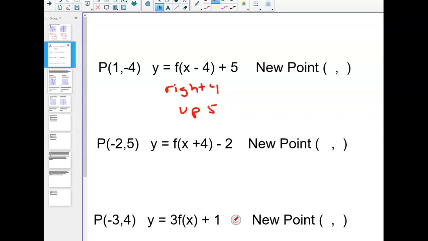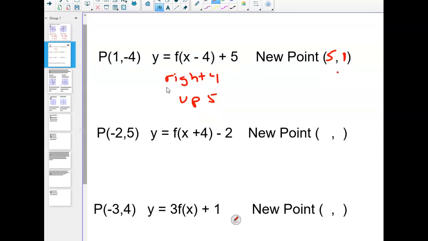So I'm going to move this point, 1, negative 4, right 4, and up 5. 1 and 4 is 5. Negative 4 plus 5 is 1. So that's my new point.